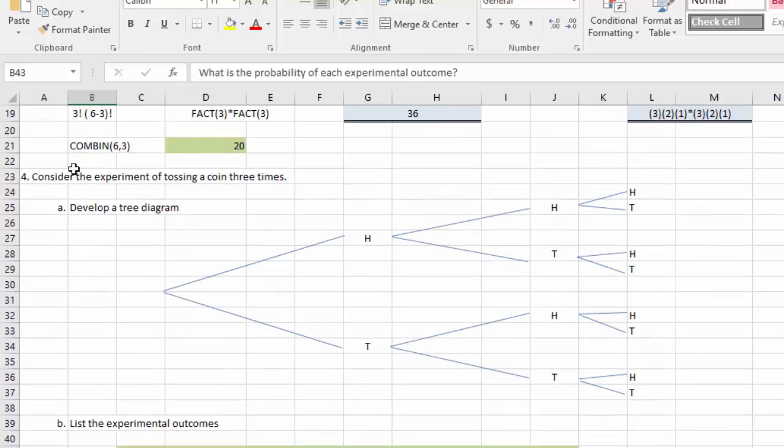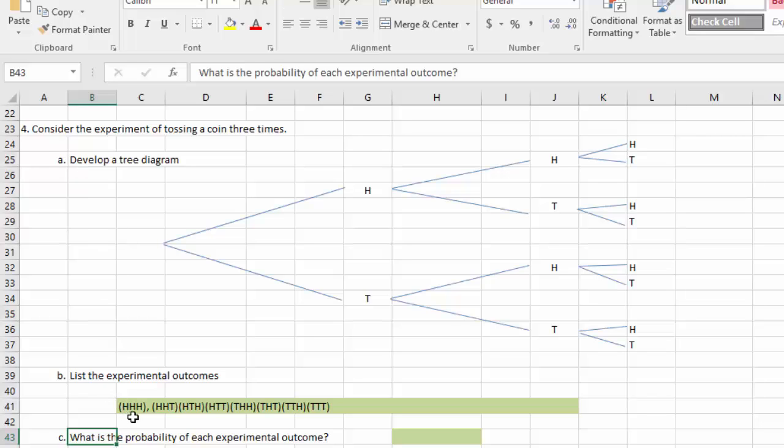All right, so we're tossing a coin 3 times. We have the possibility could be a heads, heads, heads. It could be heads, heads, tail, head, tail, heads, and so on. And we can represent that in this diagram above here.